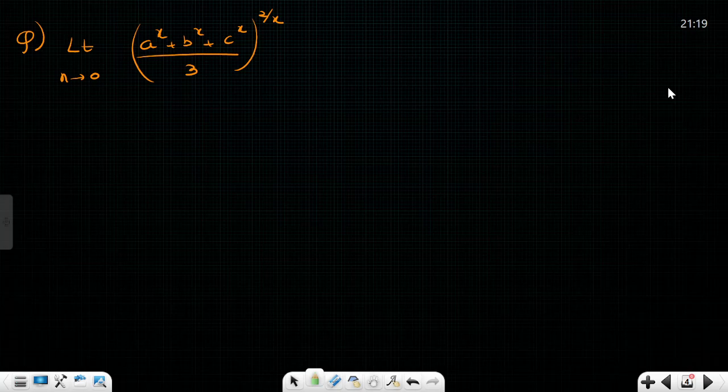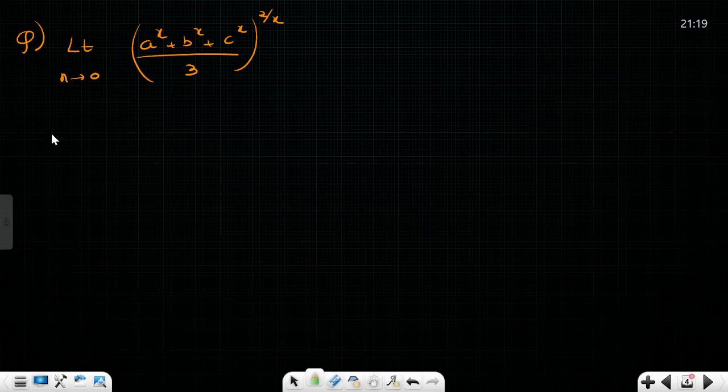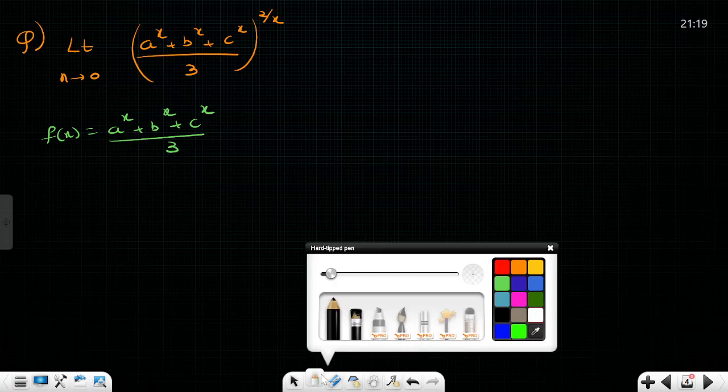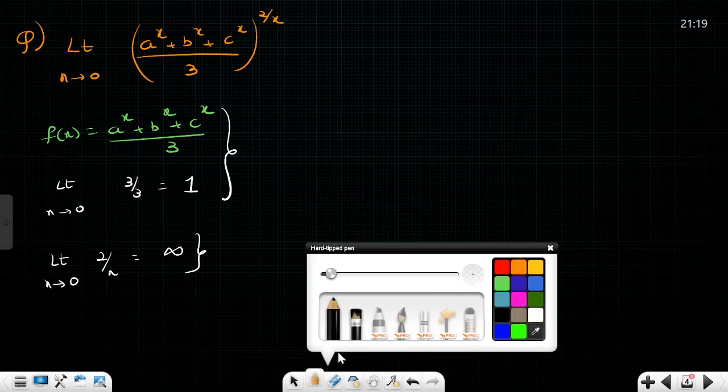See this question. What is f of x over here? A power x plus b power x plus c power x by 3, right? So when you put x tends to 0, a power 0 is 1, b power 0 is 1, c power 0 is 1, 3 by 3, so the base is tending to 1, that we should check. Next point, limit x tends to 0 of g of x is 2 by x, that is 2 by 0, infinity. Yes, it is a 1 power infinity format, correct or not?